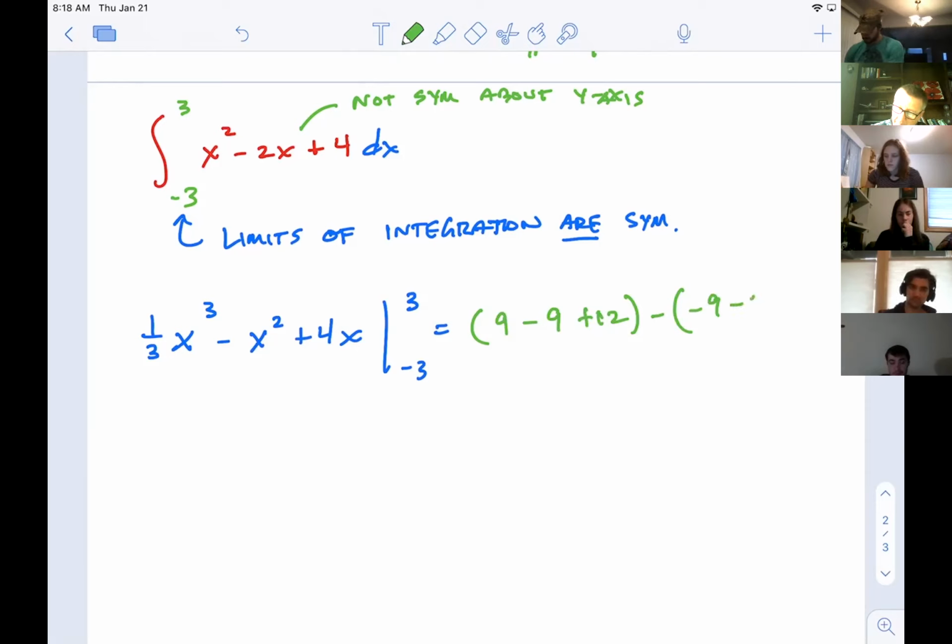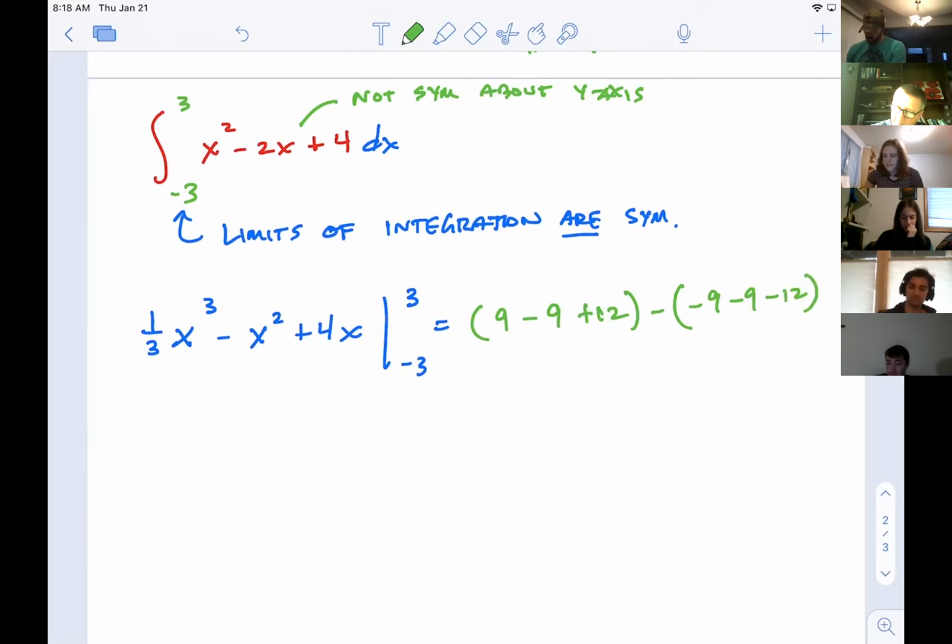And so -3 times 4 is -12. So of course you get the same numbers, the same exact list of numbers. That's what you're going to get. But the signs are a little wonky, right?